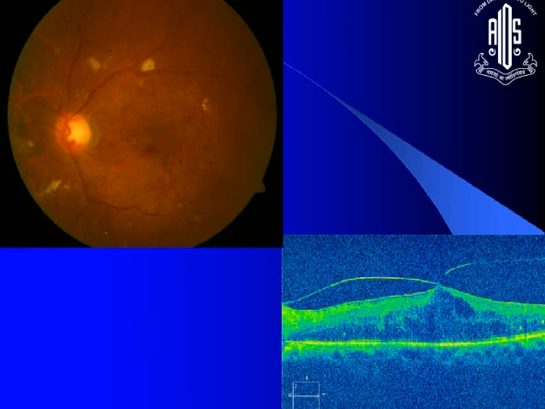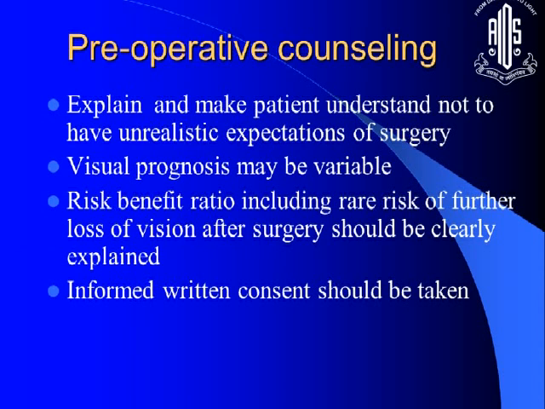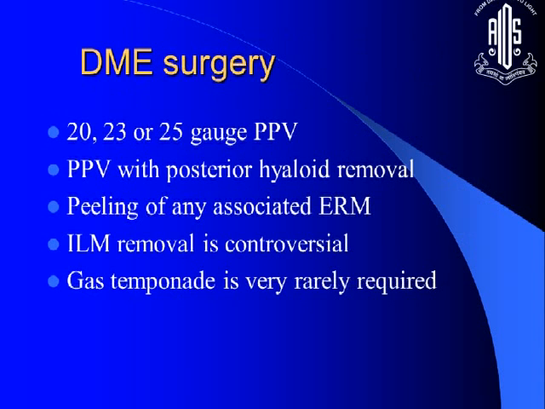So that is understandable. It is very important for us to talk to the patient in the beginning, because many a time there are unrealistic expectations. The visual prognosis may be variable. The patient may stay where they are or may even worsen in about 10% of the cases. So we have to explain the risk-benefit ratio, including the risk of further loss of vision after surgery, and we must have informed consent. I think it's much more important in a disease like DME.